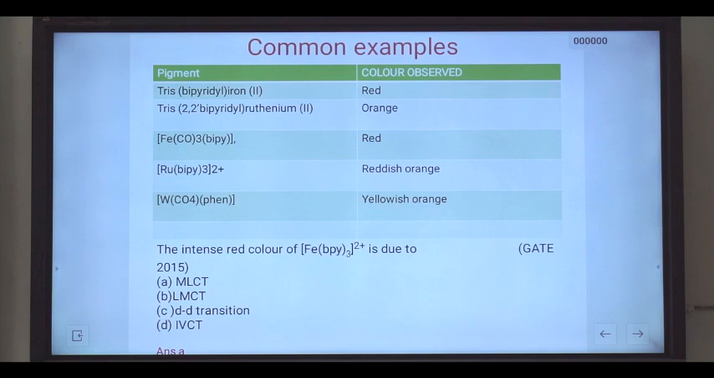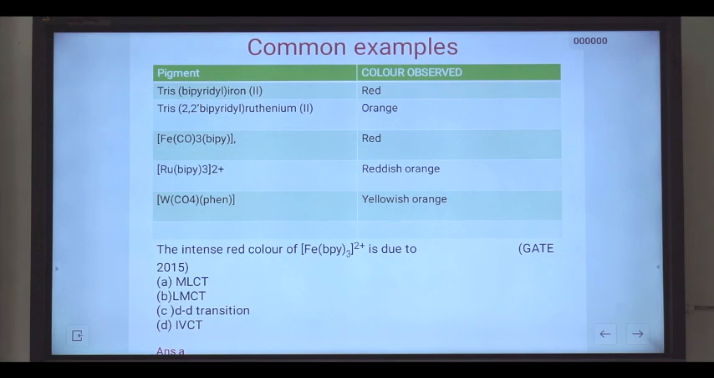First one is tris(bipyridyl)iron(II), which appears red in color. Next is tris(2,2'-bipyridyl)ruthenium(II), that is orange in color. Then iron(0) tris(bipyridyl), that is red in color, and ruthenium tris(bipyridyl) 2+, reddish orange in color. So these are all examples in which the metal to ligand charge transfer takes place.